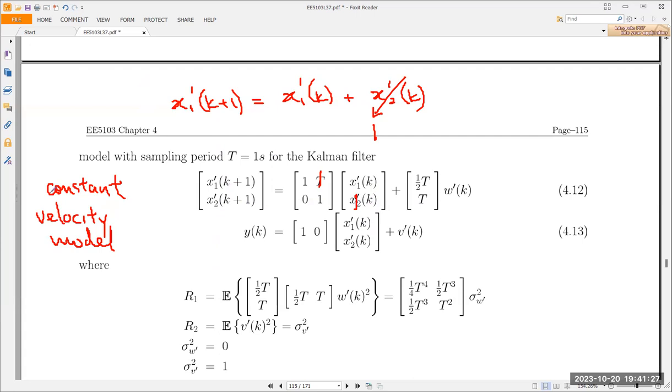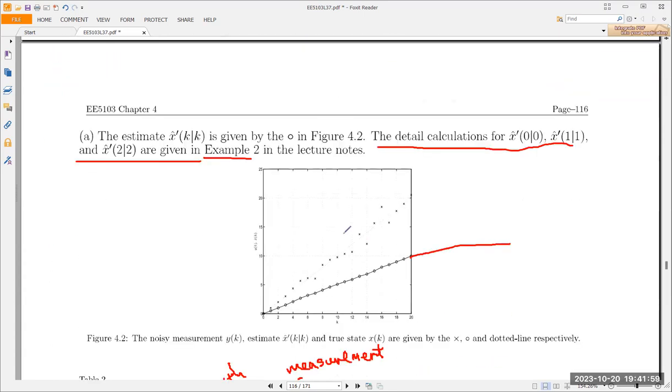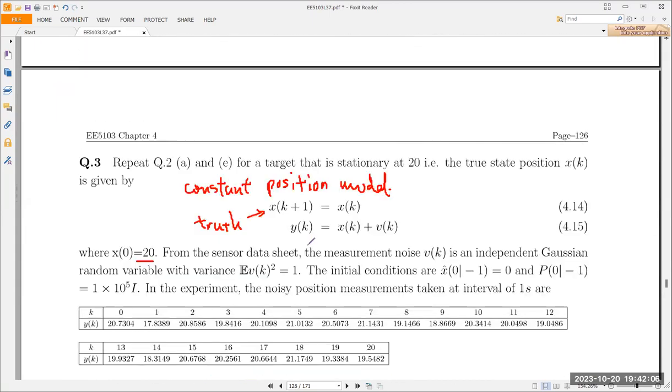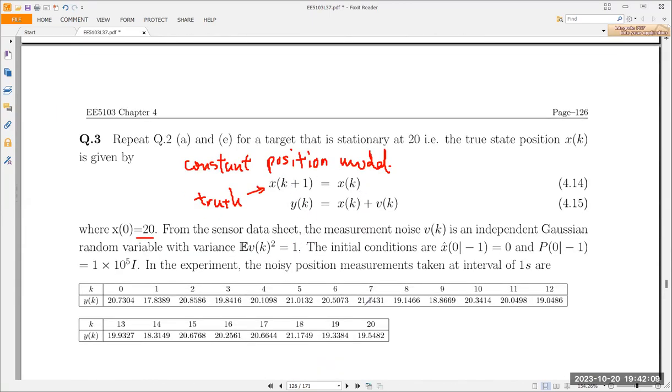Obviously, a constant velocity model can capture a constant position model. How? Very simple. As long as the velocity is 0, then x2 is always equal to 0. So the new position equals the old position plus 0. So if you use this model, you can capture the constant position, which is question 3 here. The real thing is really constant.